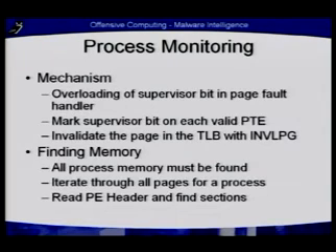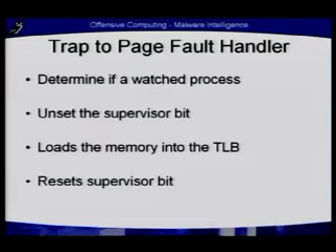Finding the memory can be a little interesting. The OllyBone method was to tag the areas of memory yourself, but we've actually automated this process. We do two things. We scroll through all available memory and tag it. We also look at the portable executable header and find what the executable wants to load so that we can get that information out as well. Once the trap to the page fault handler occurs, we determine if we're interested in it. We unset the supervisor bit to allow the process to load memory into the TLB, and then we reset it afterwards.